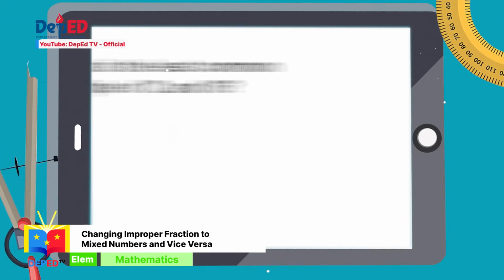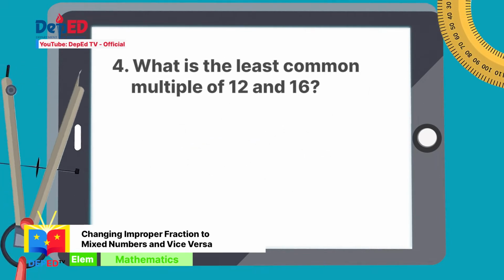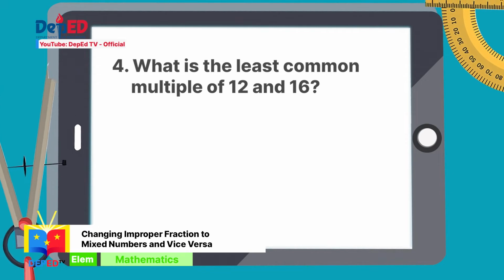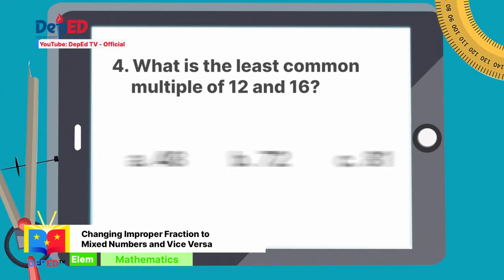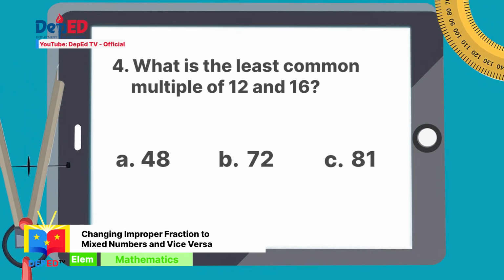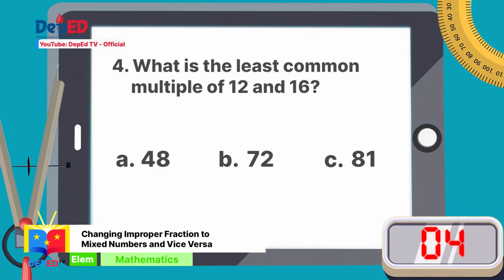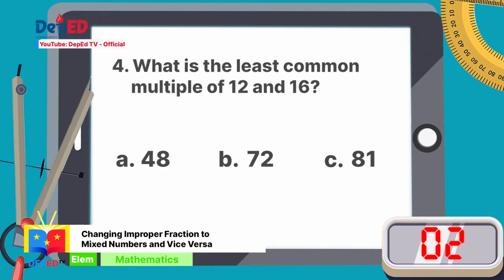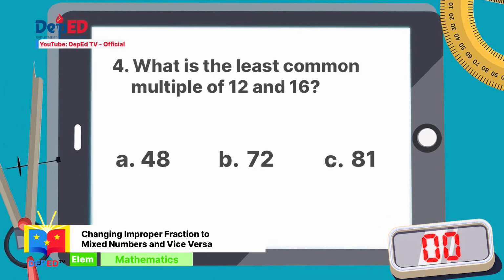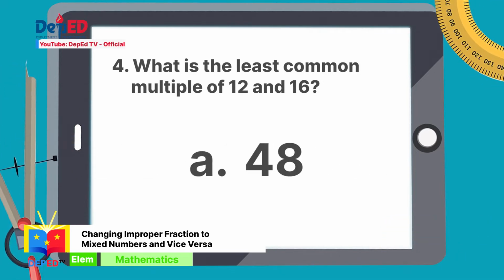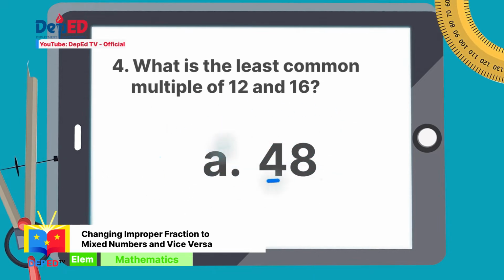Number 4. How about 12 and 16? What is the LCM? A. 48, B. 72, C. 81. The correct answer is 48. Math-terrific.